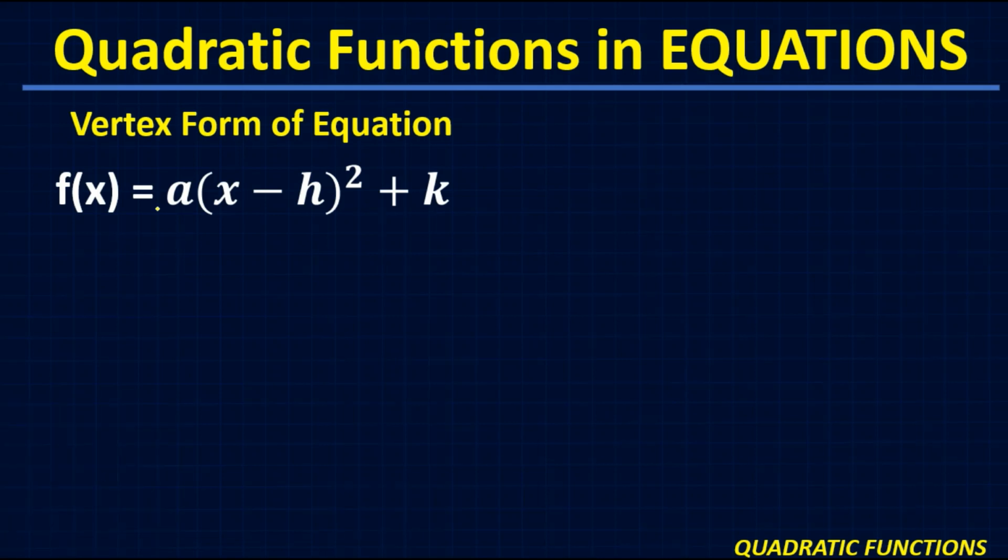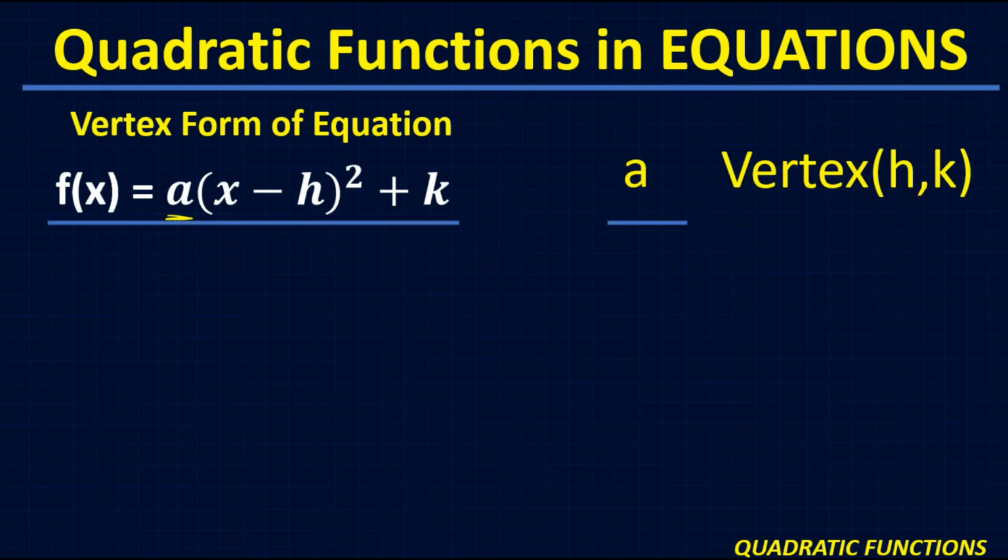Please be reminded that a is placed before the open parenthesis, h is inside the open and close parenthesis, and k is the constant term of the equation. From the vertex form of the equation, we have to identify what is a and the vertex point.